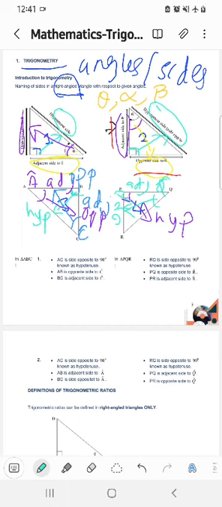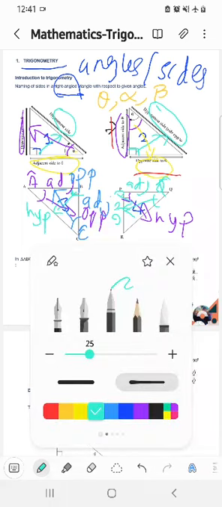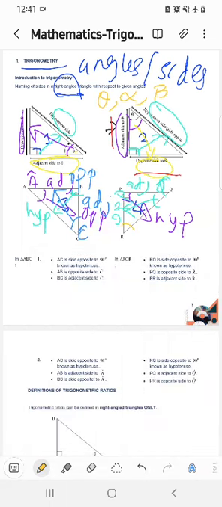If we have angle R, this angle R is opposite to that side, which is PQ. So PQ in this case will be the opposite to angle R. Then this other side, PR, will now be the adjacent. This will be the adjacent side.